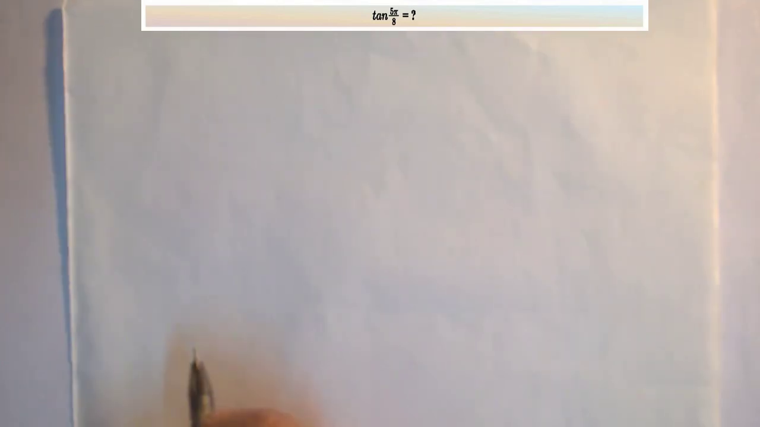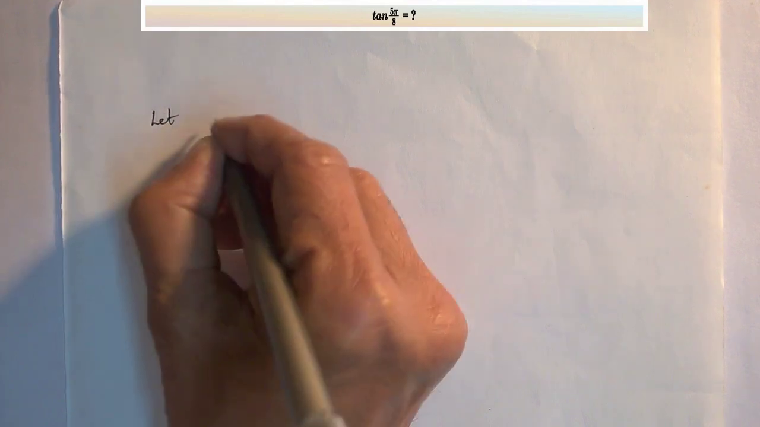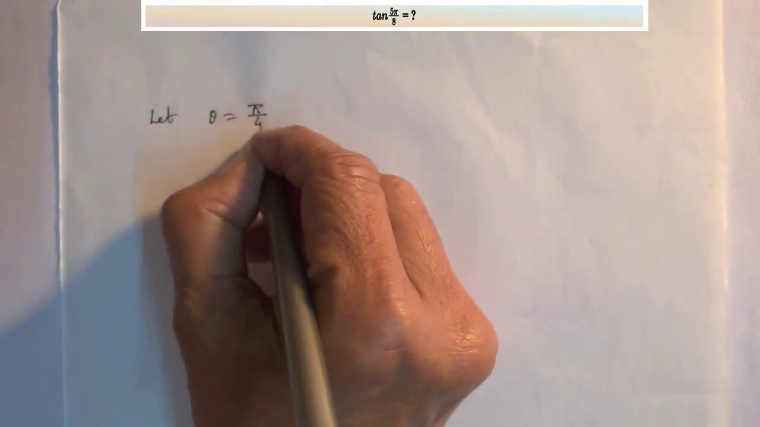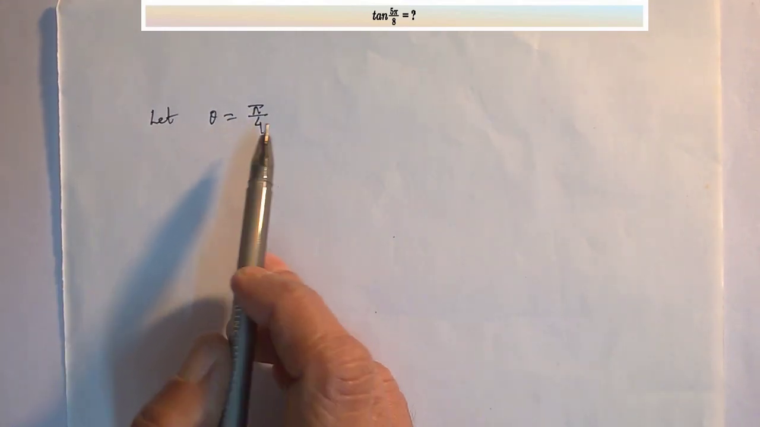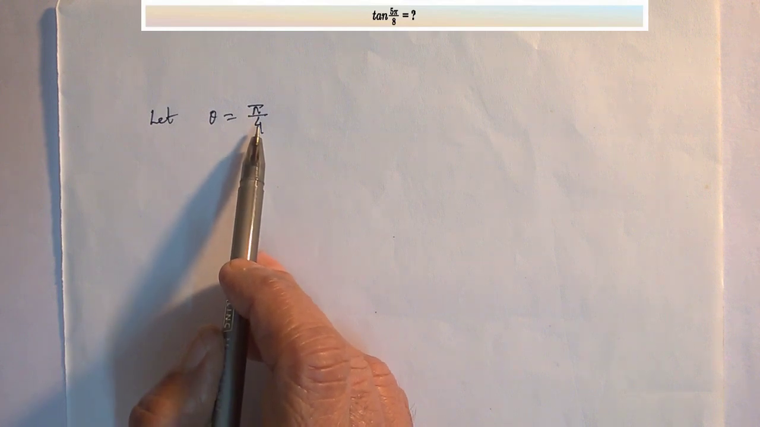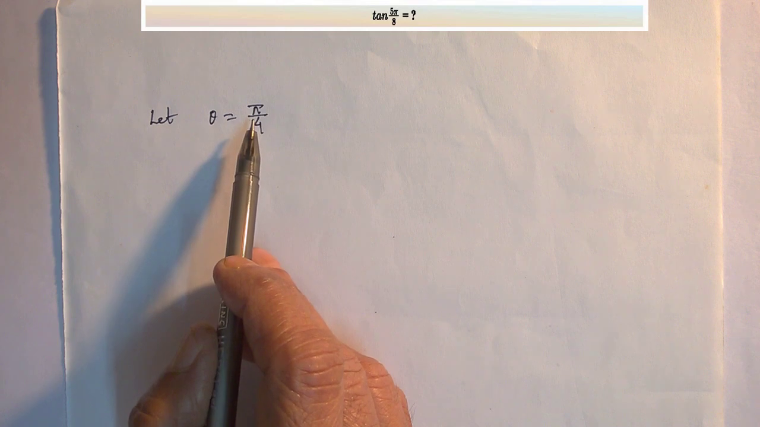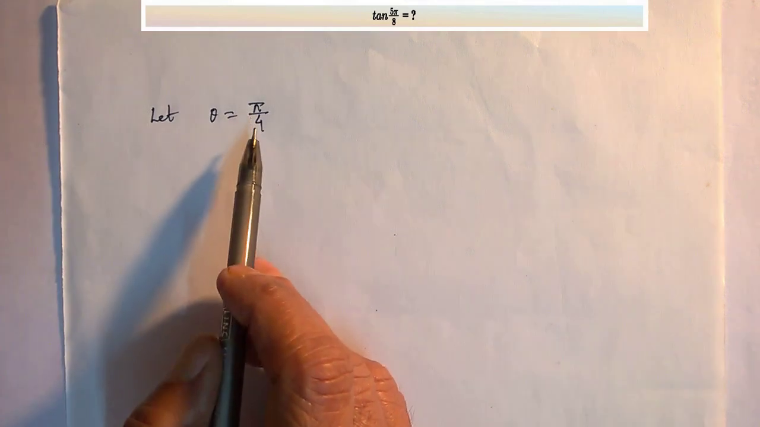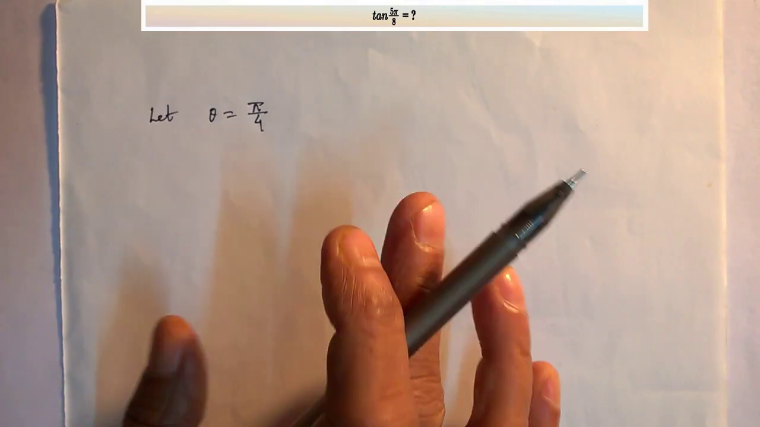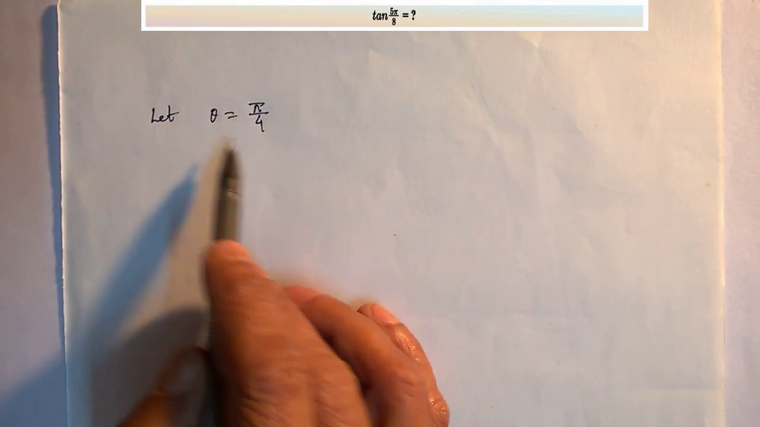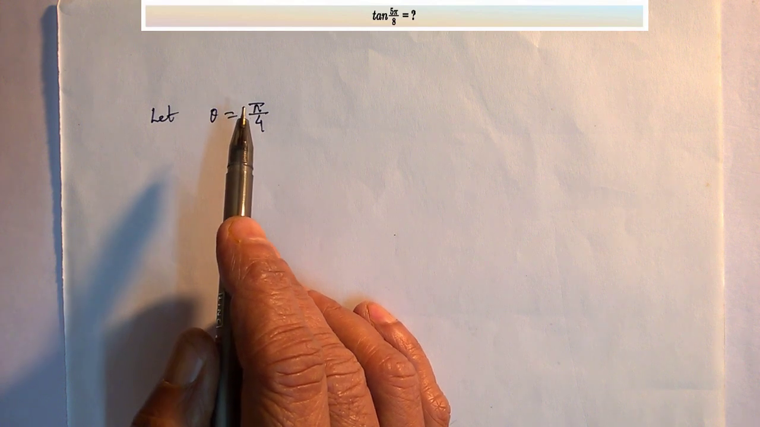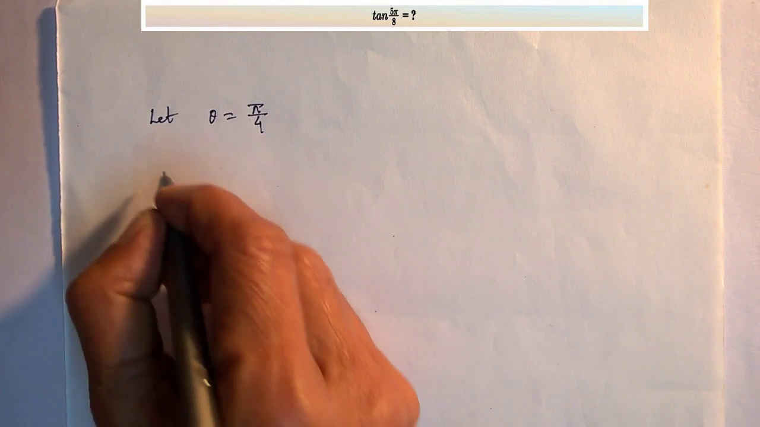Now, as per the question, let theta is equal to pi by 4. Why theta is equal to pi by 4? Because pi by 4 is a standard value: all trigonometric ratios like sin pi by 4, cos pi by 4, tan pi by 4 are known. With the help of this, we will find out the value of tan 5 pi by 8.